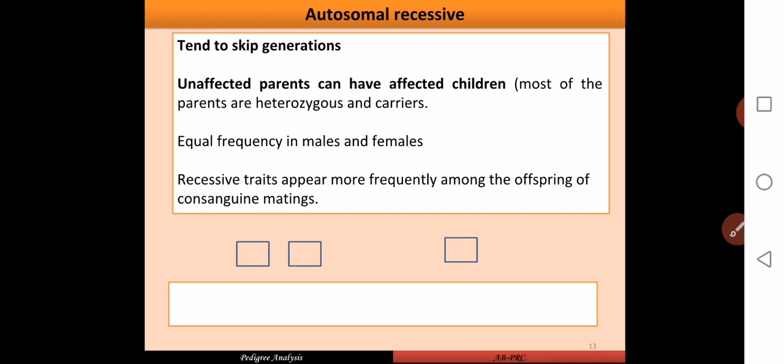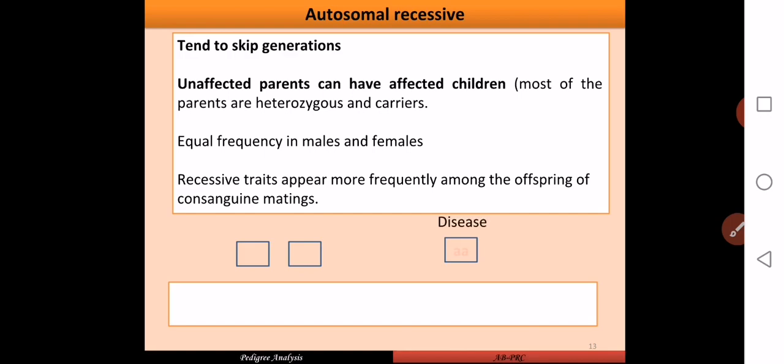It is because you can imagine that if two individuals within the same family get married, and if those two individuals are carriers, then it is possible that they carry the recessive allele. These recessive alleles could be combined in their progeny, and the progeny will be affected.